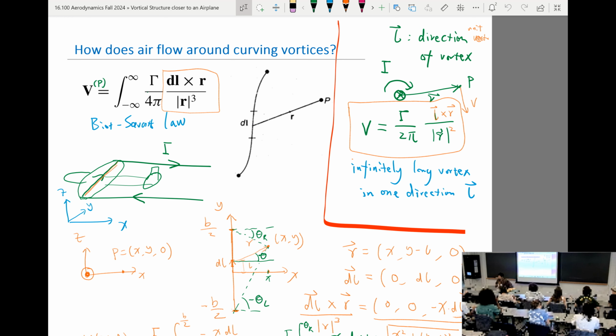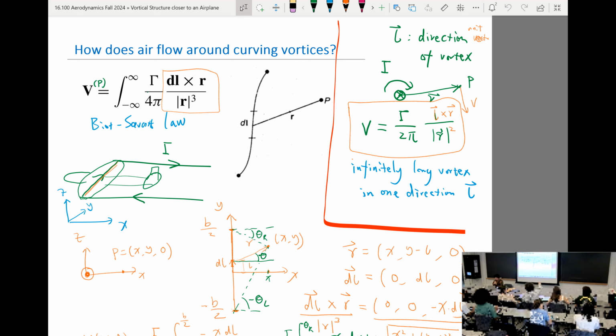Now, the magnitude of the numerator is proportional to r, which means if I want to make the whole vector proportional to 1 over the magnitude of r, I have to square the denominator. All right? Got it?